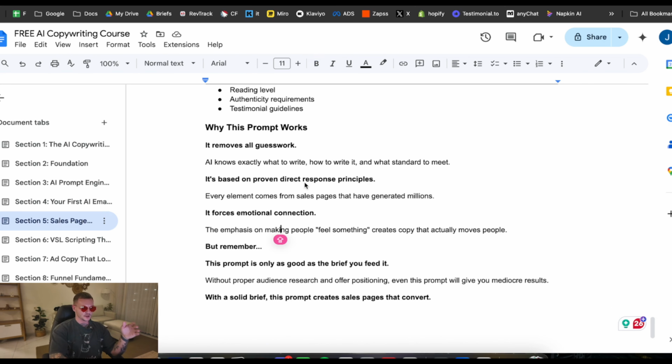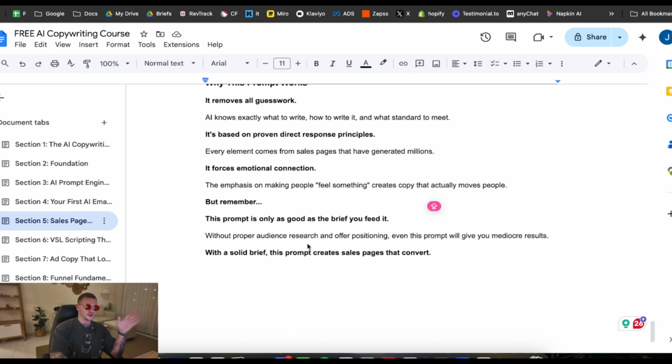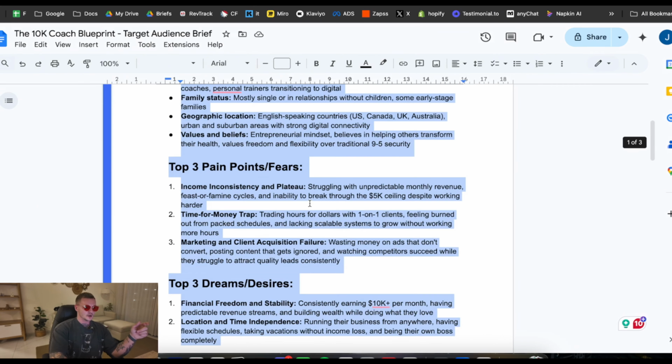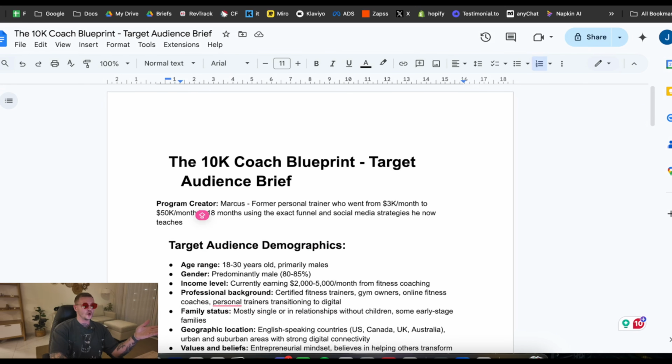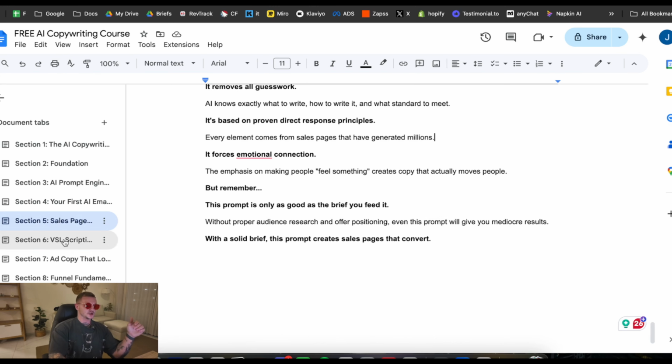It's based on direct response principles, and every element comes from a sales page that has generated millions. It forces emotional connection because we've told it we want people to feel something. Remember, the copy is only as good as the brief that you feed it. The better that you do this part, the more accurate your copy is going to be. So, that was sales pages.